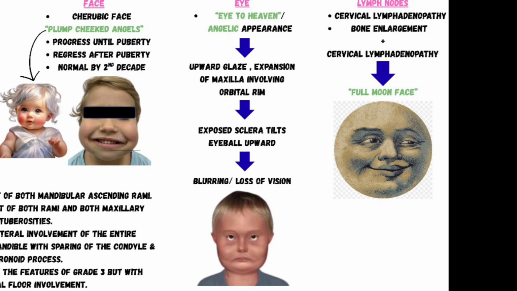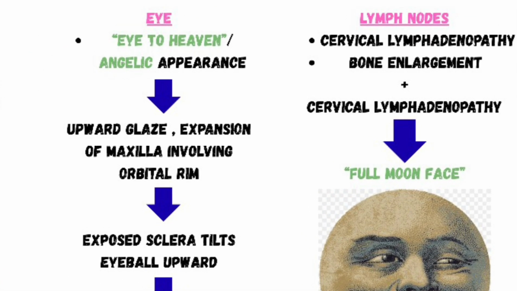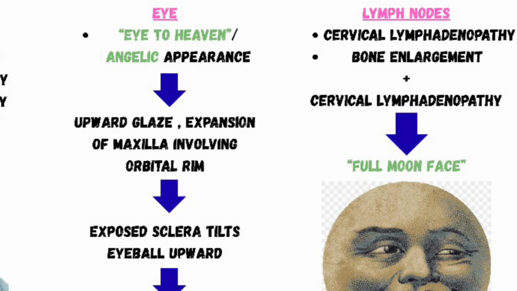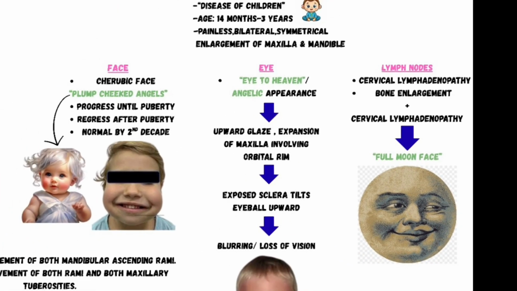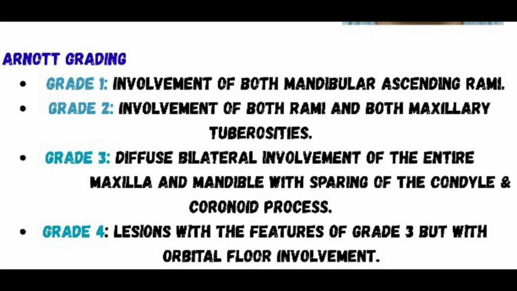Coming to the lymph nodes. Cervical lymphadenopathy is seen. This cervical lymphadenopathy, along with the bone enlargement, makes the face round and gives a full moon face appearance. The next is the Arnott's classification.